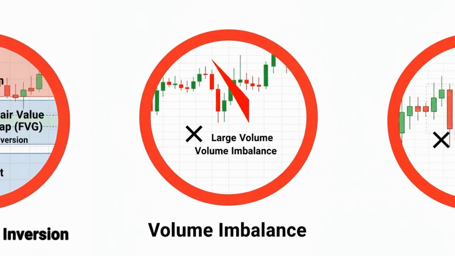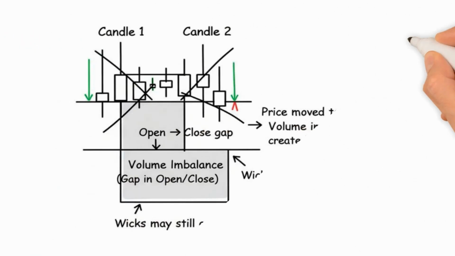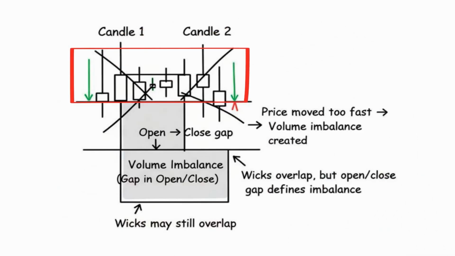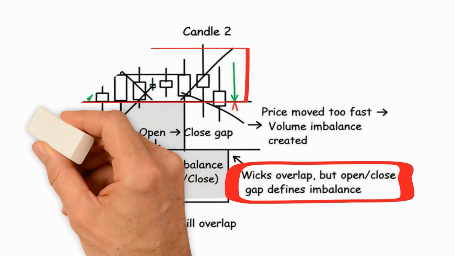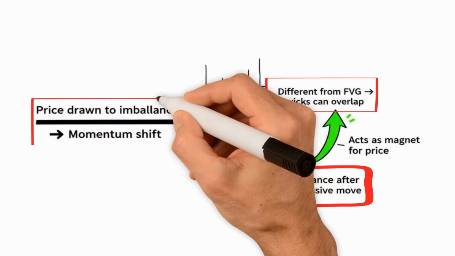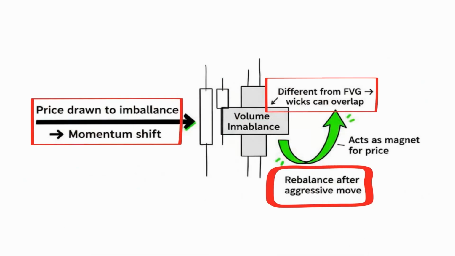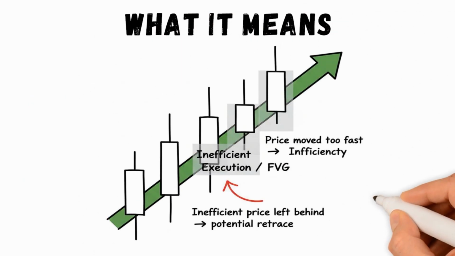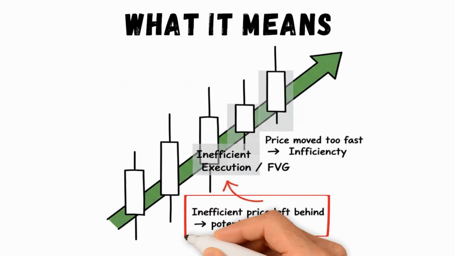Volume imbalance. A volume imbalance occurs when there's a gap between the open and close of 2 adjacent candles, even though their wicks may overlap. It's different from a fair value gap, which requires non-overlapping wicks. Volume imbalances signal an aggressive shift in momentum and often act as magnets for price to rebalance. What it means: price moved too quickly, leaving inefficient execution behind.